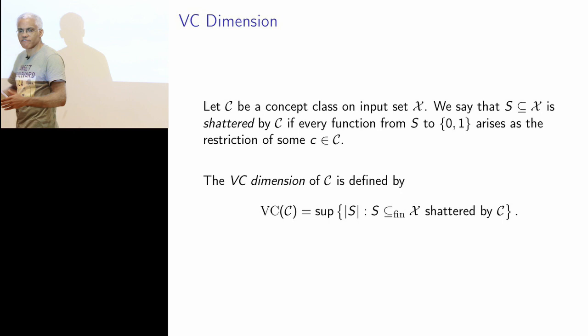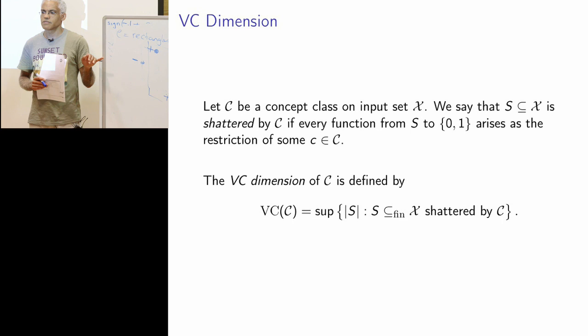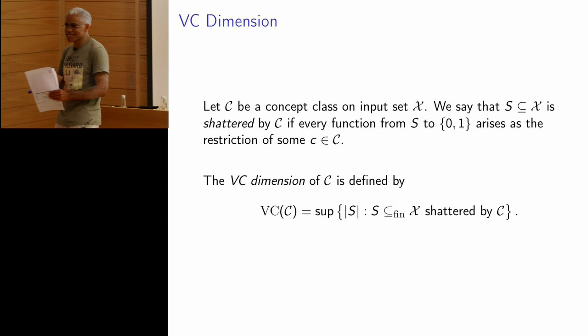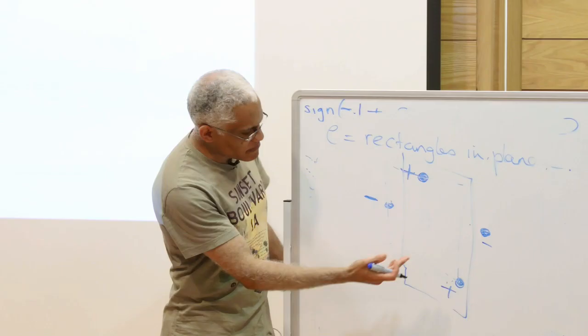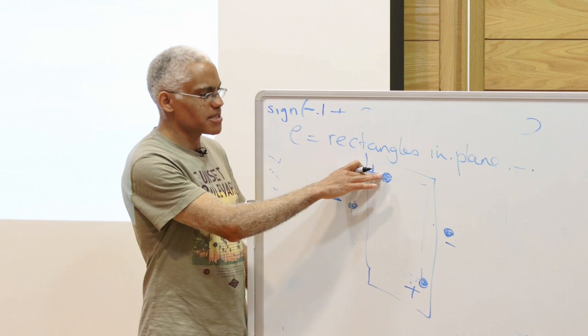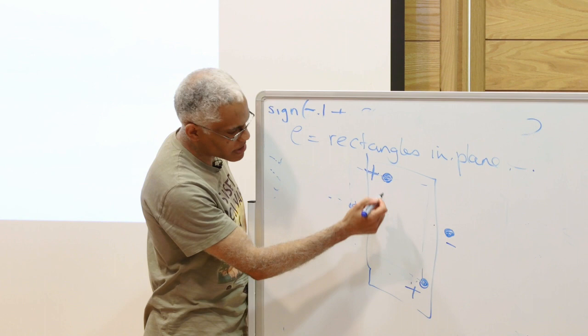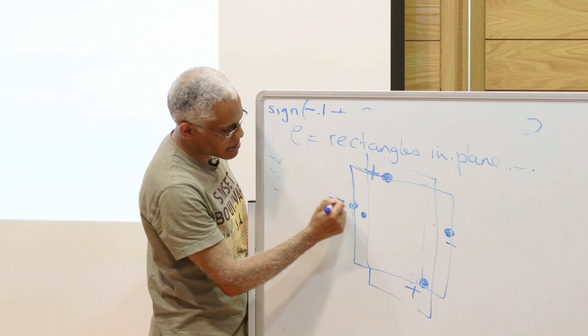Well, can I shatter a five-element set? Is there a five-element set that I can shatter with the rectangles? Can I shatter a five-element set with the concept class of axis-aligned rectangles? No. If I've got five elements, one will have the highest y-coordinate, one the least y-coordinate, one the smallest x-coordinate, one the greatest, and the other one will be in the middle. The rectangle that contains these extremal points will have to contain the fifth point, and therefore the labeling where these points are all negative and the fifth point is positive is unrealizable.